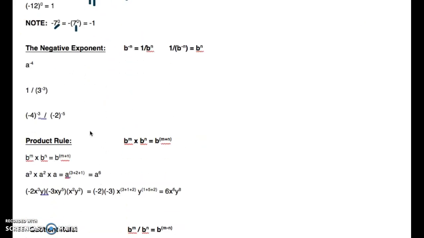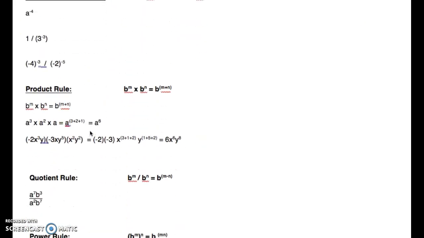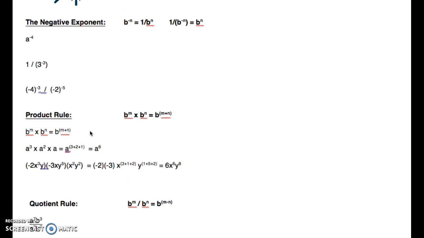Okay, so let me just scooch up a little bit here to the negative exponent. Another property to look at is the negative exponent property. What happens if you have an exponent that's negative? The rule with the negative exponent is that if you have an exponent that's negative, it means to put it in the denominator and to make it positive.